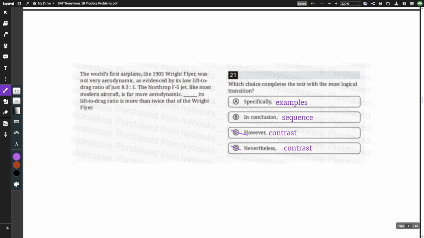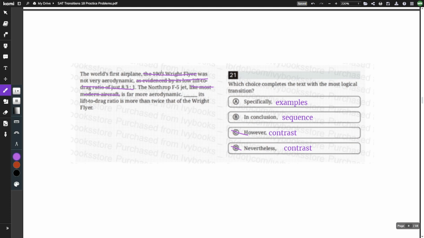The world's first airplane, and that's between two commas, was not very aerodynamic, as evidenced by its, okay, this is also a non-essential clause. It's a modifier explaining why it's not aerodynamic, but that doesn't matter. All we need to know is that we can get rid of that. The Northrop F5 jet, two commas again, is far more aerodynamic. Its lift to drag ratio is more than twice that of the Wright Flyer.